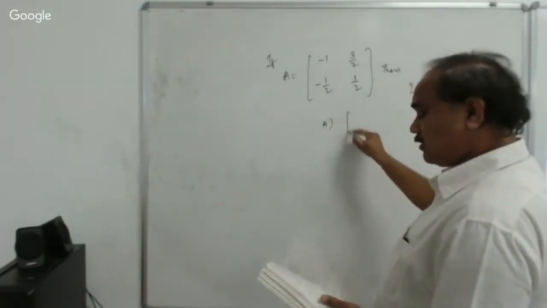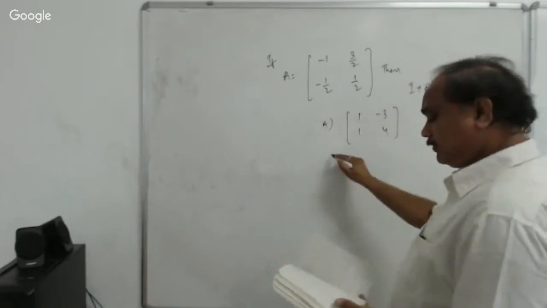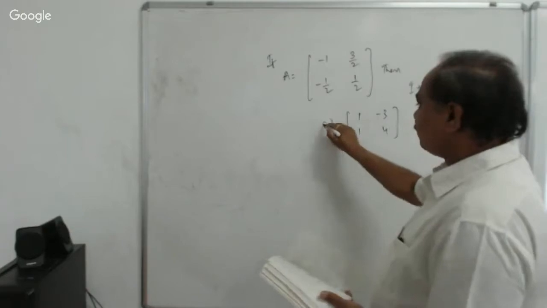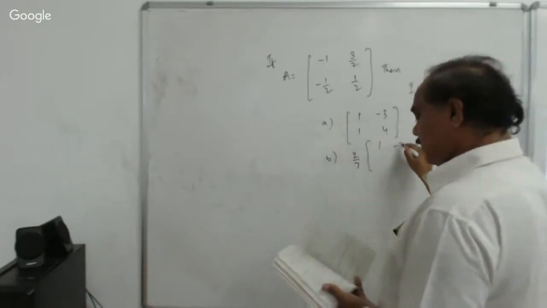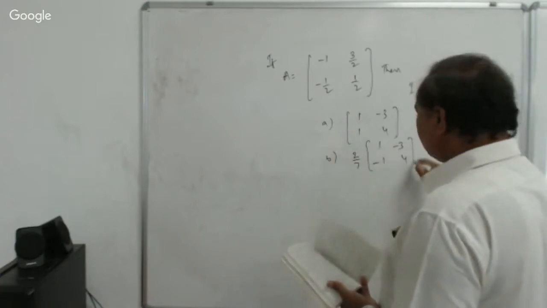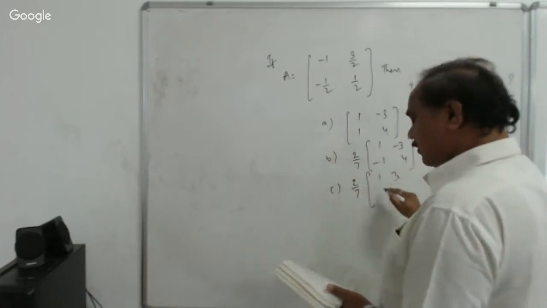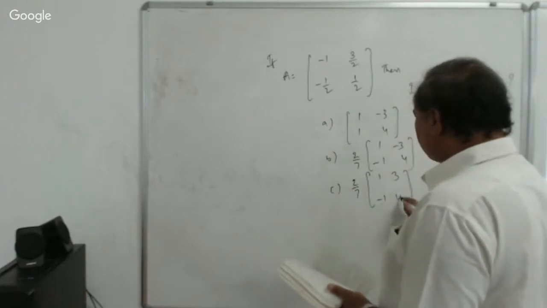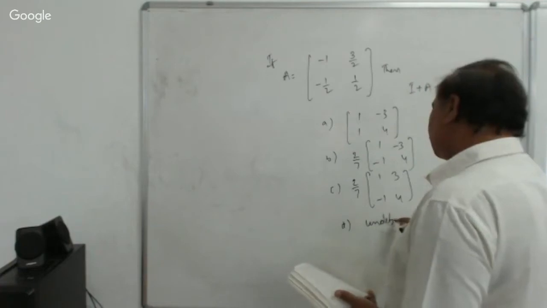First option: [1, 1; -3, 4]. Second option: 2/7 into [1, -3; -1, 4]. Third option: 2/7 into [1, 3; -1, 4]. Fourth option: undefined.